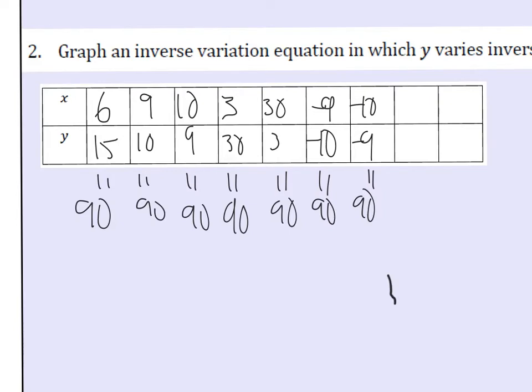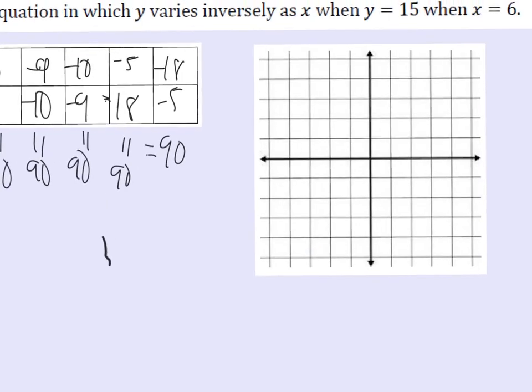And just to get another one, negative 5 and negative 18, and negative 18, negative 5 both equal 90. So all those are going to work. So plotting that point is going to look like this.